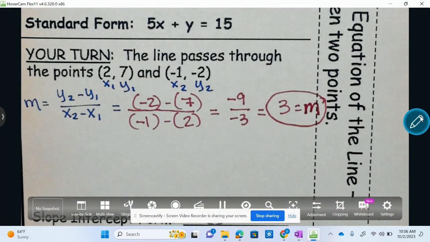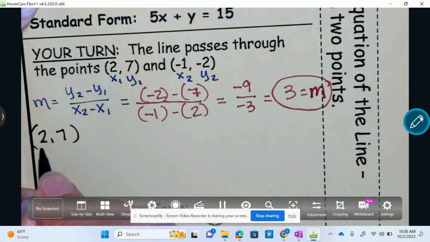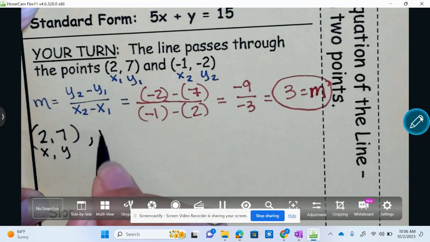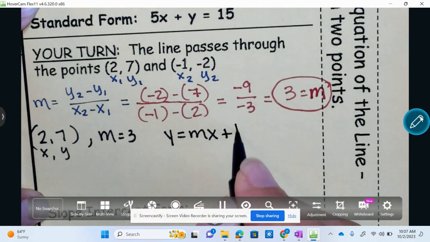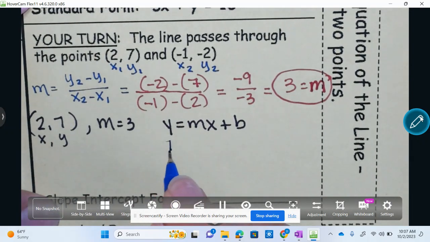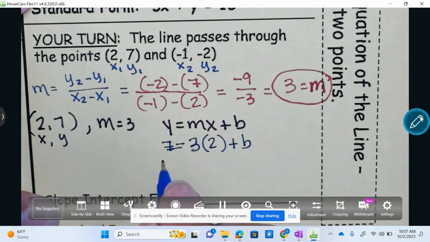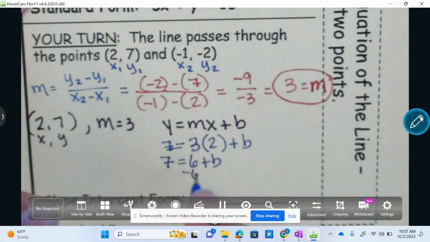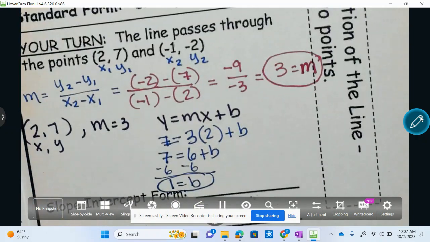Choose a point. What point do you want to use? So we're going to use the point (2, 7). So I'm using the point (2, 7), x and y, and I'm using my slope of 3, and I'm plugging all of that into y equals m times x plus b. So what is y? 7 equals, hang on a second, 3 times 2 plus b, yes. And what is 3 times 2? So 7 equals 6 plus b. Subtract 6 from both sides. 1 equals b. What's our equation?